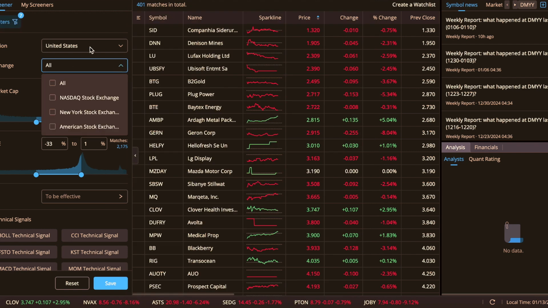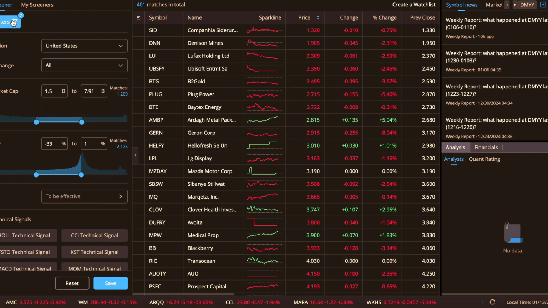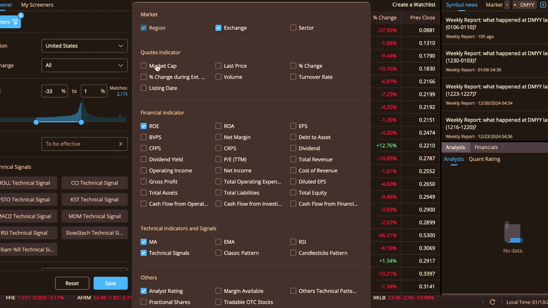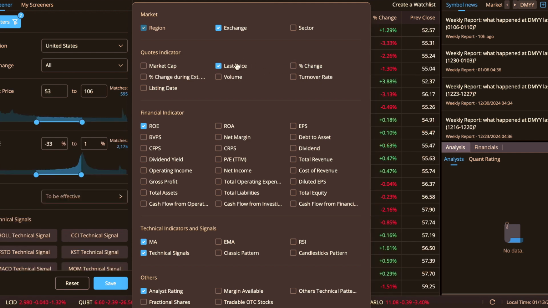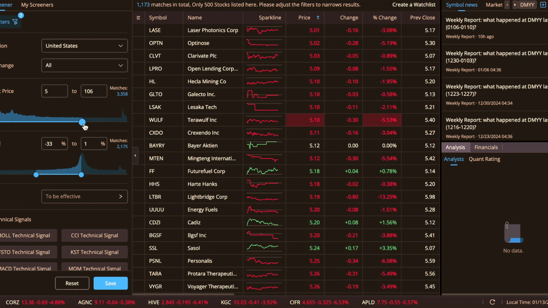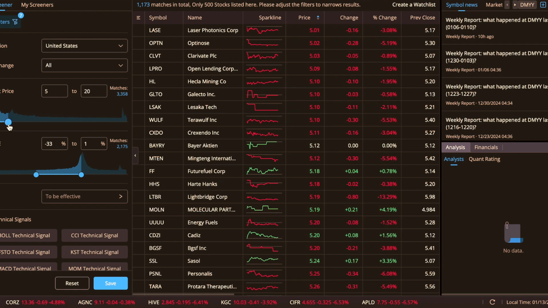So you can do US and NASDAQ, New York Stock Exchange, so on and so forth. Or if you want to get rid of something, you can uncheck it. Here, we can't actually uncheck that one, but for this one, for example, we can uncheck market cap and do last price. So if you just want to look for stocks that are above or below a certain price, say you're looking for stocks just in the $5 to $15 range or something like that, you can do it that way.